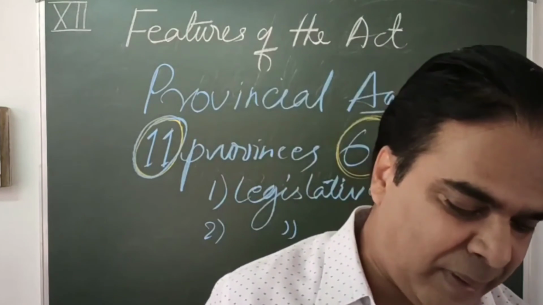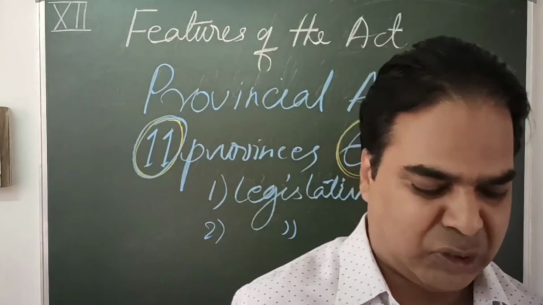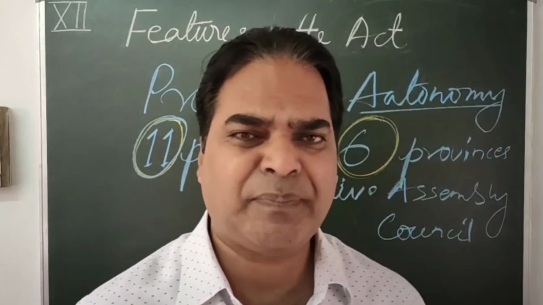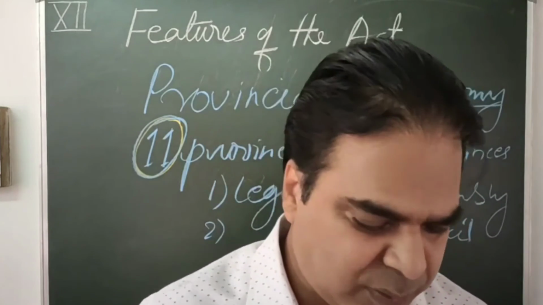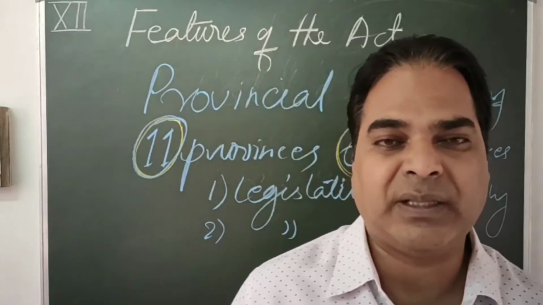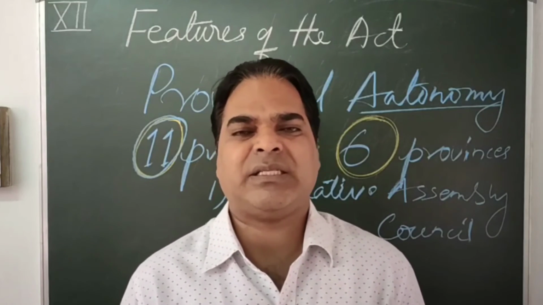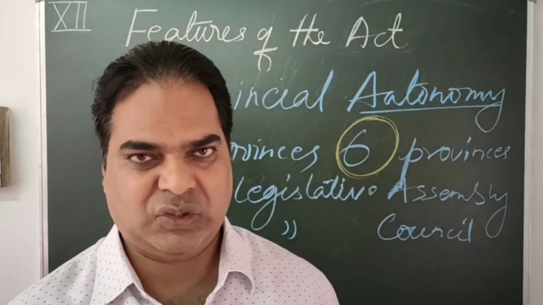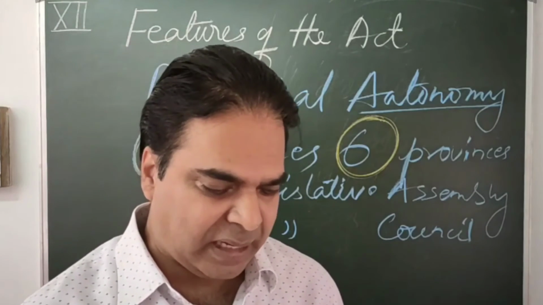So this is all about the legislature, which was completely responsible. The ministers of the various departments were responsible to the legislature as a whole. They were not responsible to the British government, but to the legislature. So to some extent, autonomy was granted to the provinces. This is one of the most important aspects of the Government of India Act 1935.